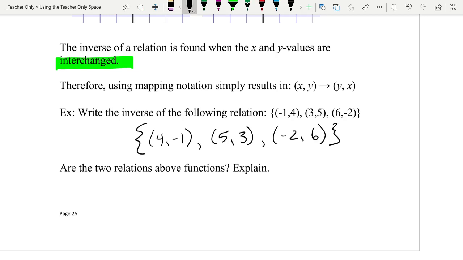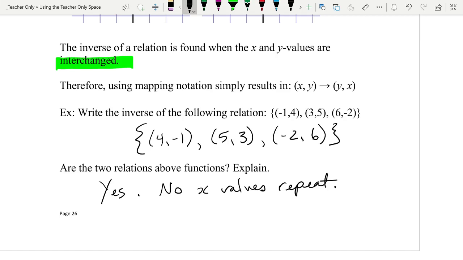Now, are the two relations above functions? Well, let's see. Do any x values repeat? No, I don't see any. Let's look at the inverse: 4, 5, -2. No. No x values repeat. Remember, for it to not be a function, an x value would have to repeat, and then it would have to have a different y value.